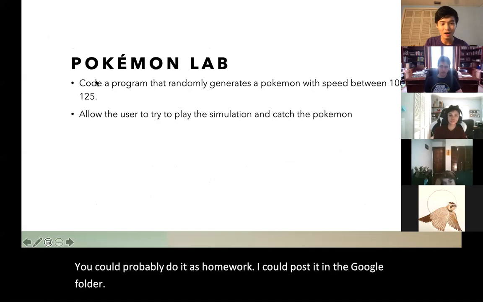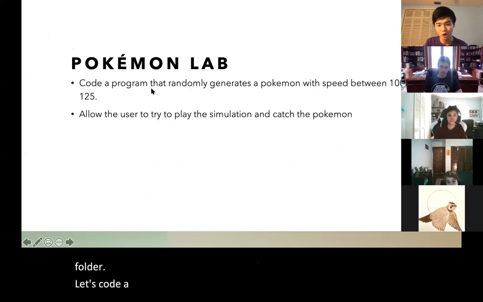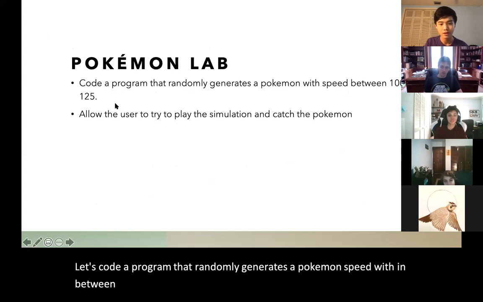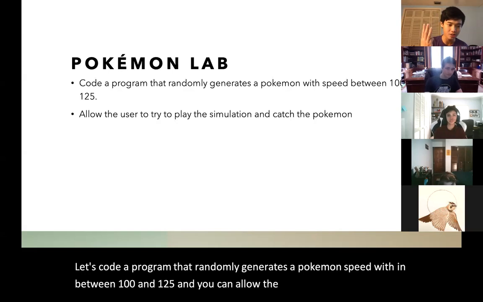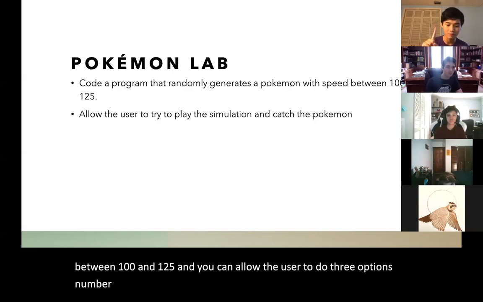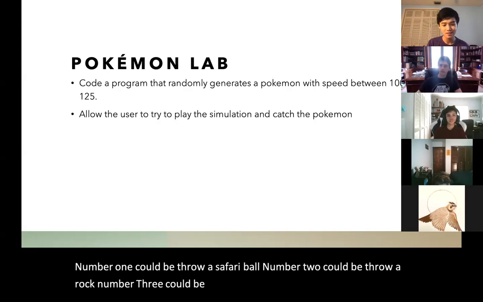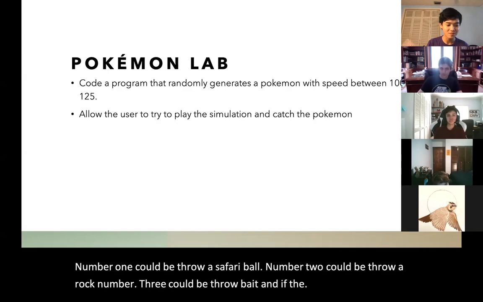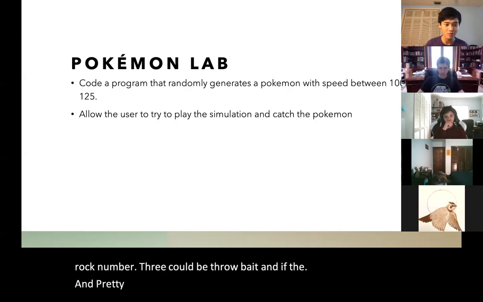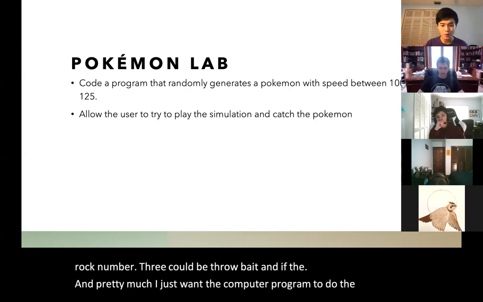Let's code a program that randomly generates a Pokemon speed between 100 and 125, and you allow the user to do 3 options. Number 1 could be throw a Safari Ball. Number 2 could be throw a rock, and number 3 could be throw a bait. And pretty much, I just want the computer program to do the outcome. And you could keep doing it over and over again.